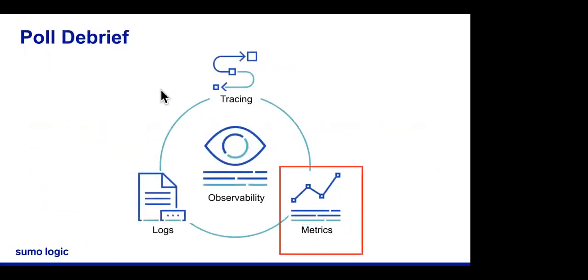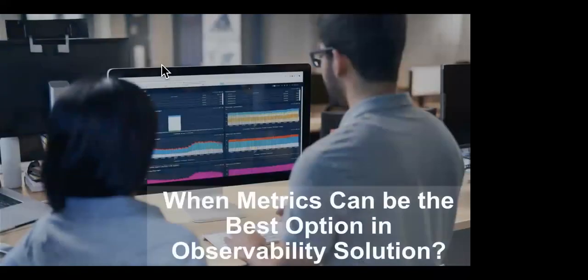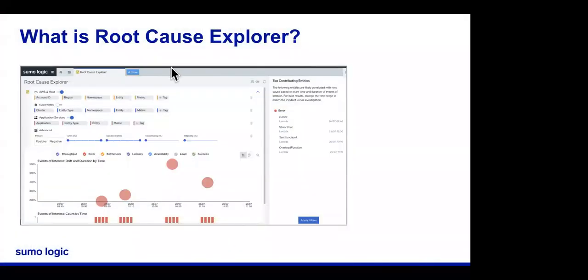Okay. And this is going to take us into our metrics and our root cause explorer. Now, in just a minute, I'm going to have you guys log in, and then I'm going to show you where the slides are and do some backfilling stuff that we talked about yesterday. But our focus right now is when metrics can be our best option to do our observability stuff. So what is the root cause explorer?